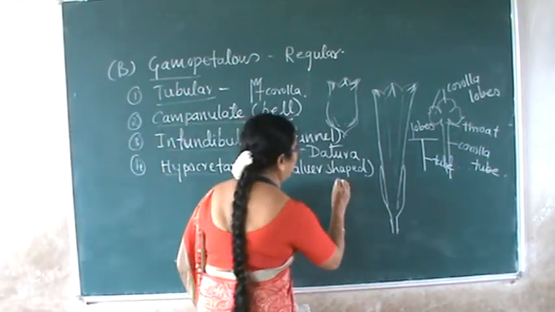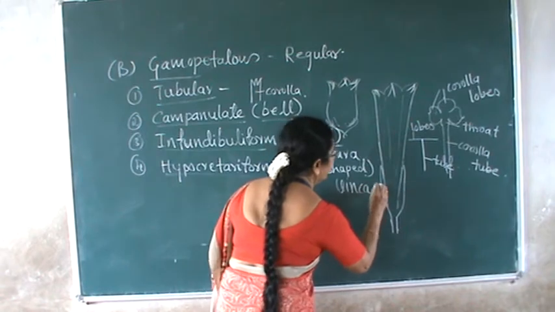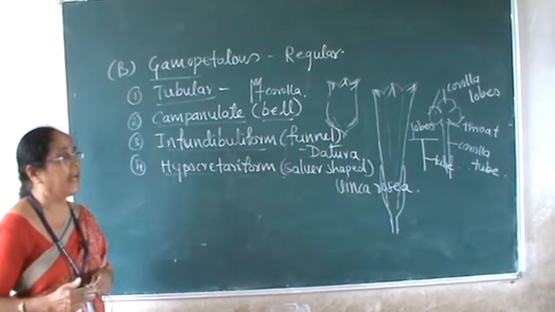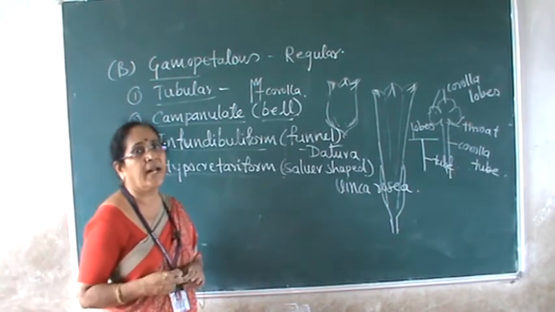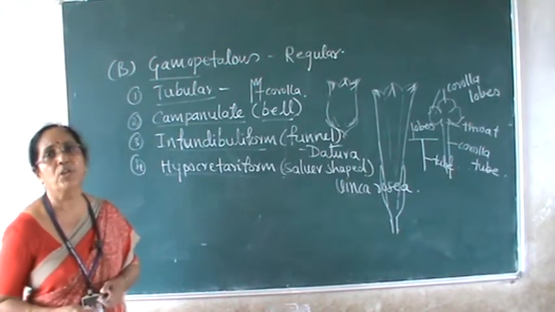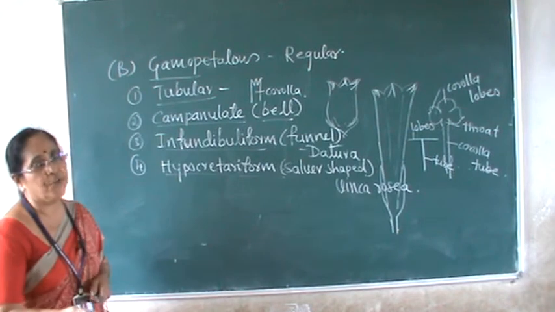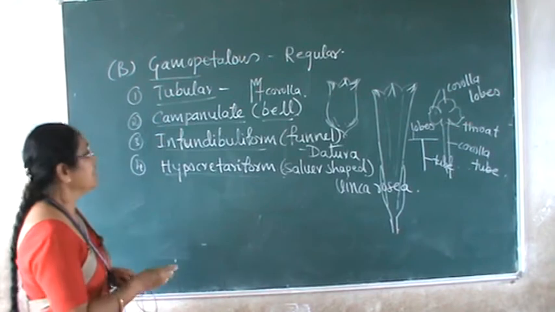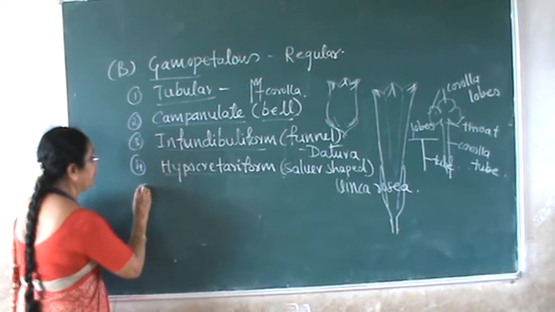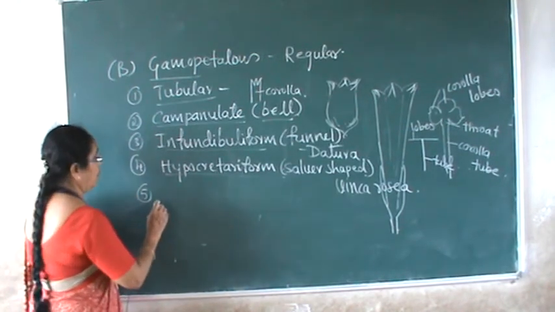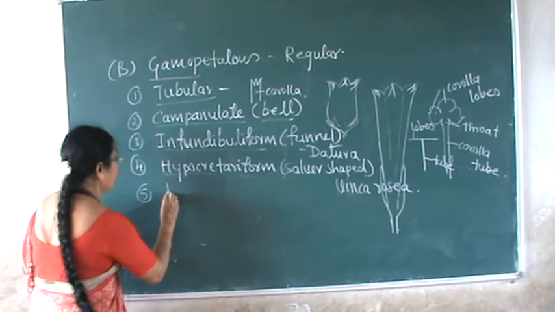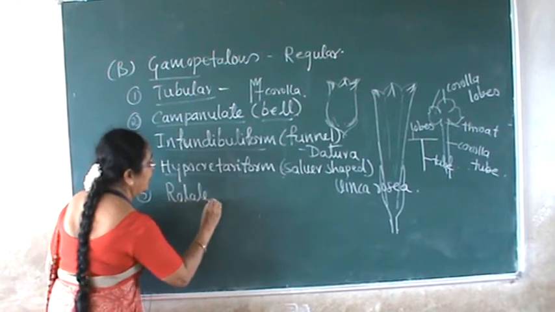And the example is Vinca rosea, or Catharanthus roseus is another name for the Vinca rosea. Catharanthus roseus is a member which belongs to Apocynaceae, which you are going to study in the taxonomy part of your syllabus. Okay, this is Hypocrateriform. Then the fifth shape is called as rotate or wheel shape.